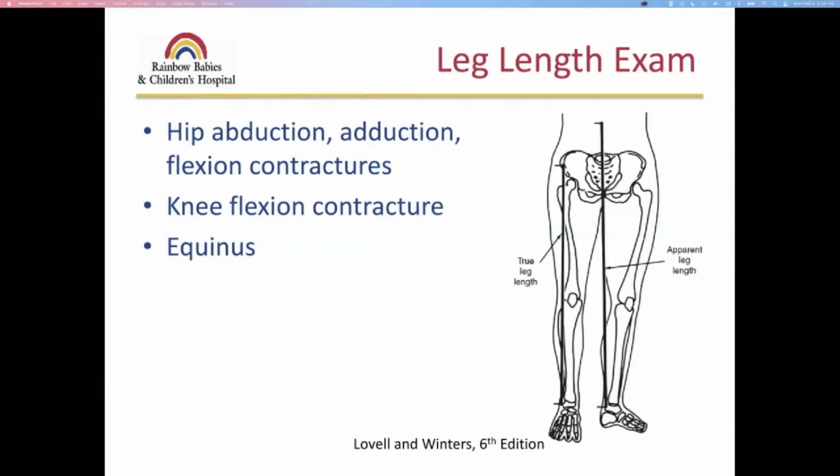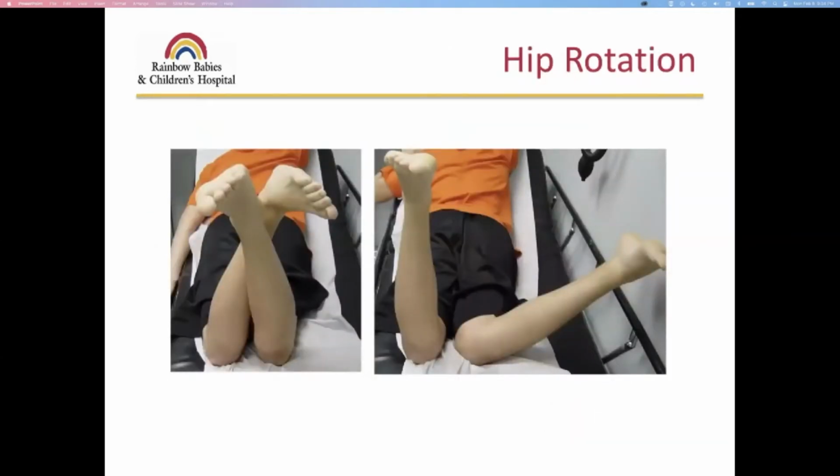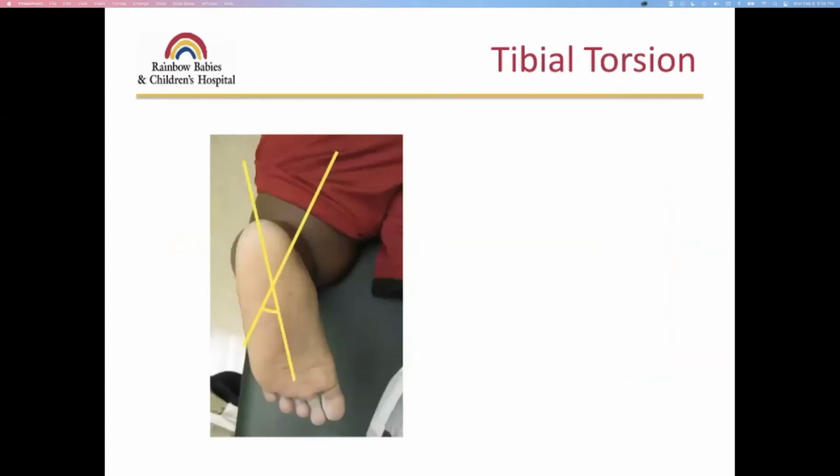You want to know their hip abduction, adduction, and flexion contractures, whether they have any knee flexion contractures, and whether they have any equinus. All of these can change the apparent limb length discrepancy. You also want to know the rotational profile so that you know what to do in terms of correction of the femur and tibia. So hip internal versus external rotation gives you a sense of your femoral anteversion and retroversion, and thigh foot axis as well as thigh malleolar axis can give you a sense of your tibial torsion.